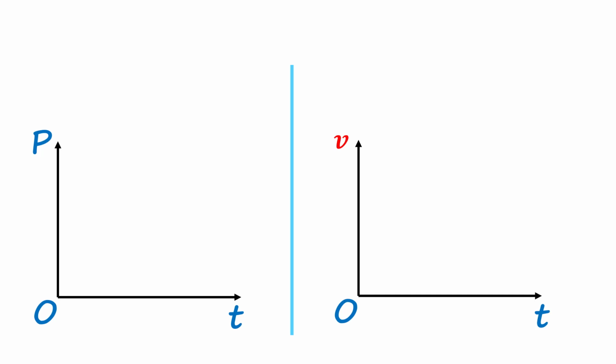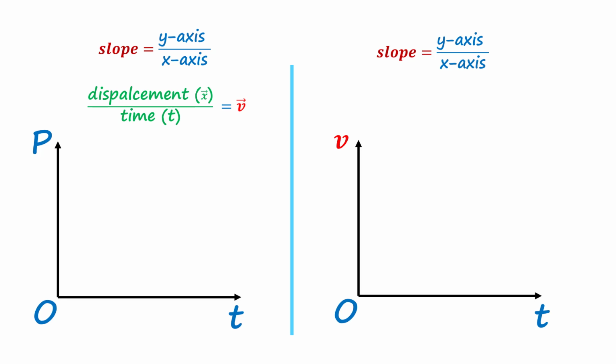The slope of these graphs is y-axis over x-axis. But in a position time graph, the y-axis is displacement and the x-axis is time. Therefore, the slope gives the rate of change of displacement, which is velocity. And in a velocity time graph, the y-axis is velocity and the x-axis is time. Therefore, the slope gives the rate of change of velocity, which is acceleration. In short, displacement over time is velocity and velocity over time is acceleration.